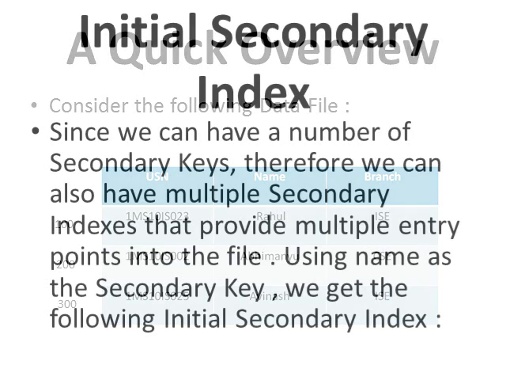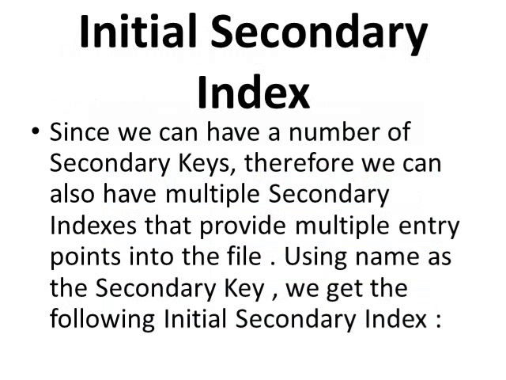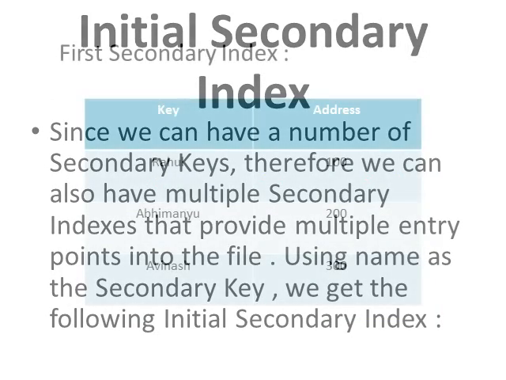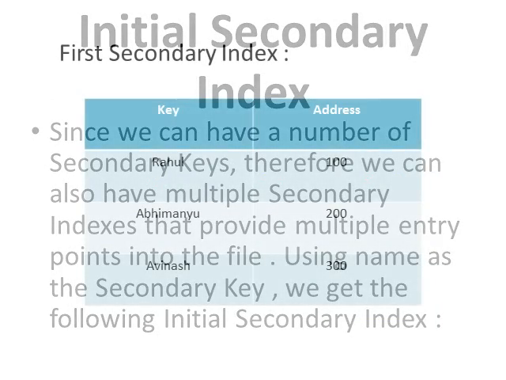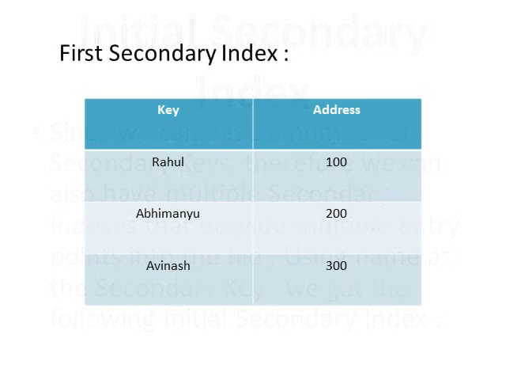For secondary index, the keys Rahul, Abhimanyu, Avinash have addresses 100, 200, 300 respectively. Since addresses are more prone to changing frequently in the secondary address list, a better approach would be to replace them with the primary key, which in this case is USN. This approach gives us a totally new access path, as shown in the next slide.